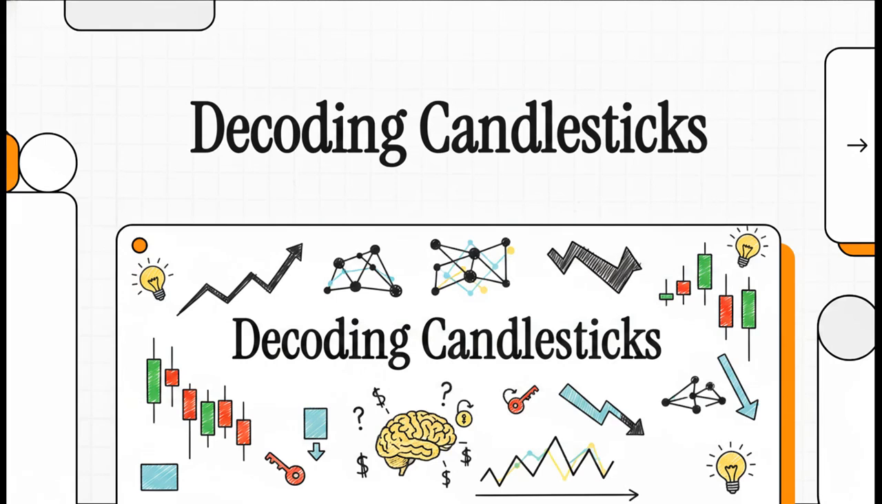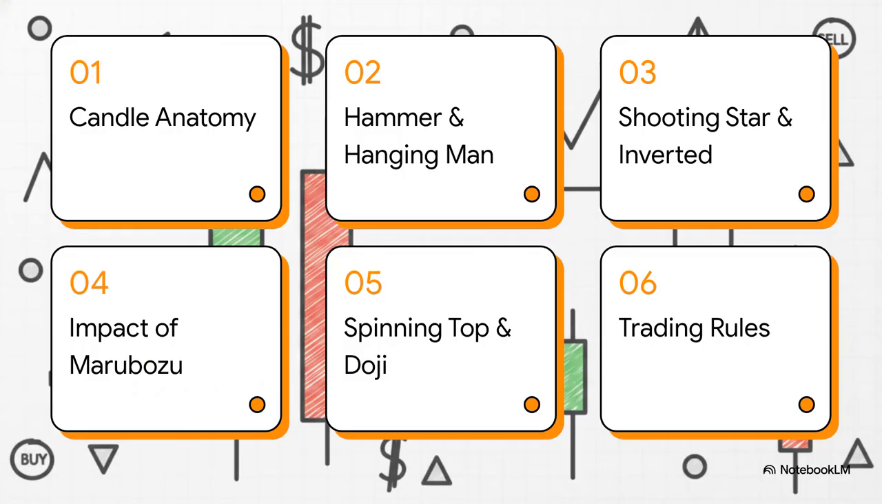Welcome, everyone. Today, we are decoding a secret language of the stock market that literally every successful trader uses. Have you ever stared at a price chart and wondered what all those red and green bars actually mean? Well, by the end of this explainer, you're going to be reading the market's mind. Okay, let's dive right into this.